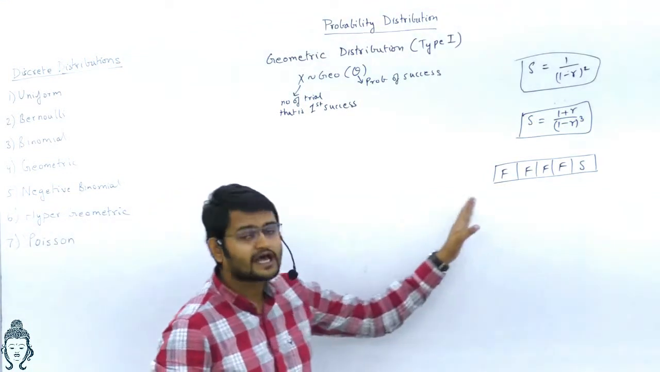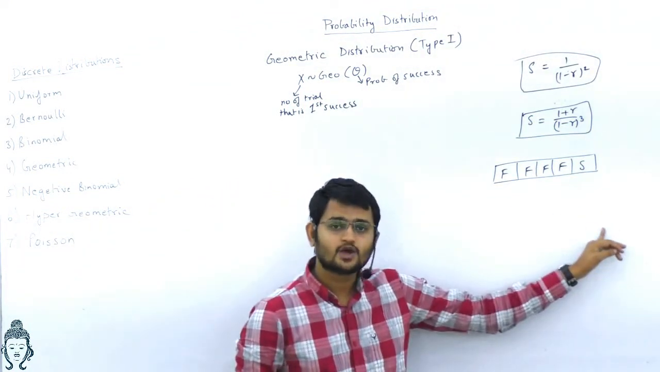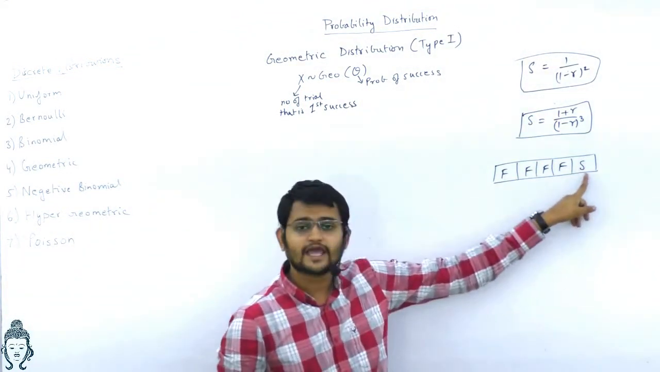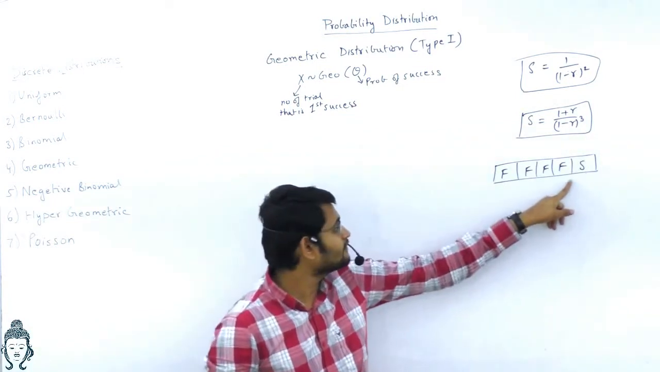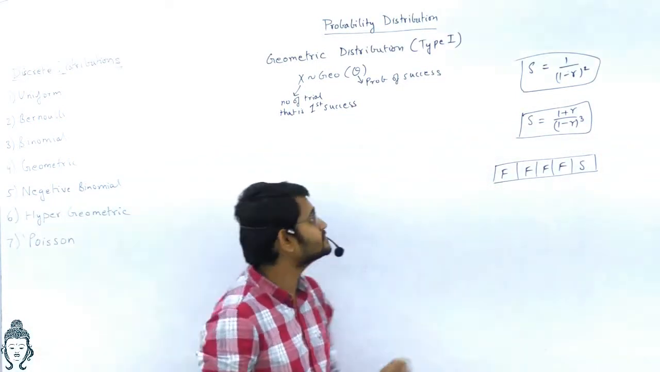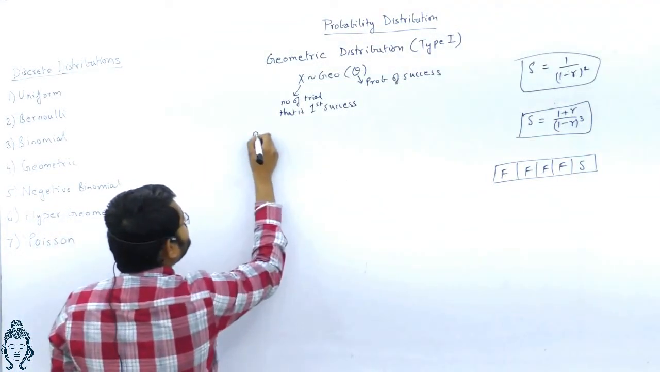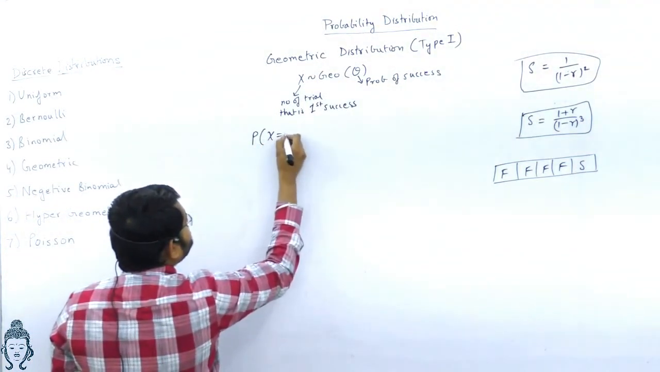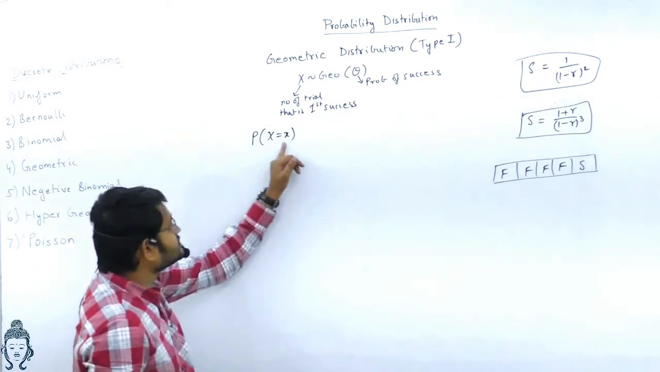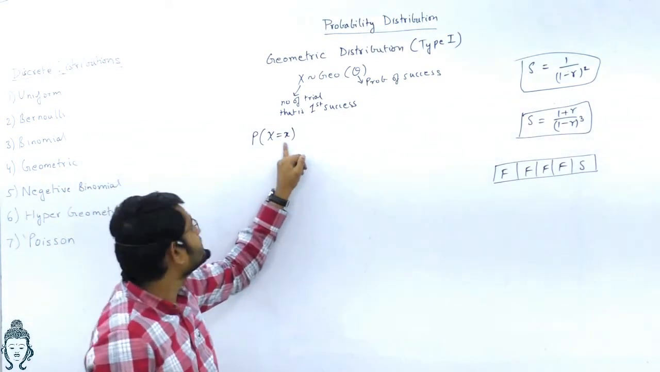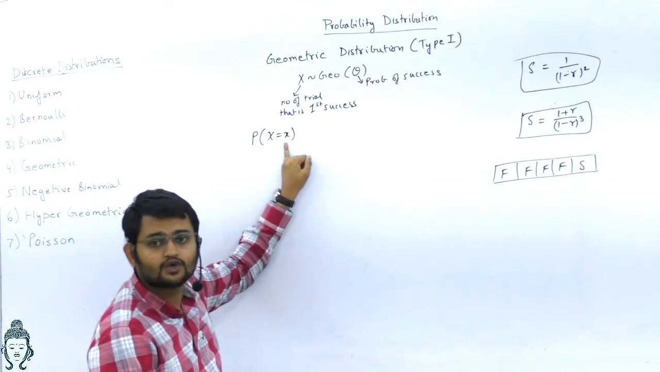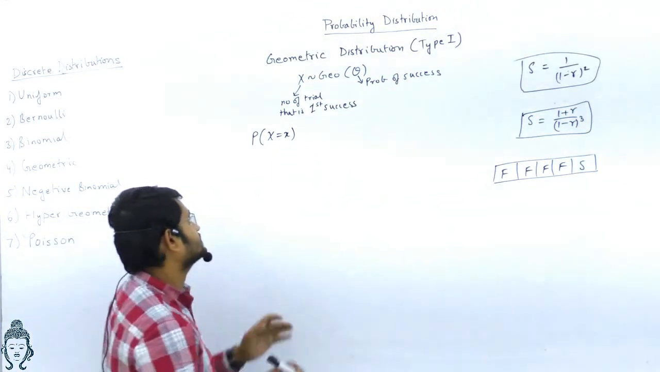The number of ways I can arrange this is only one, because s is fixed. So therefore all the others are failures. So there is only one way to arrange this particular value. So I'll get probability X equals x. That means, what is the probability that my xth trial is going to be my first success?